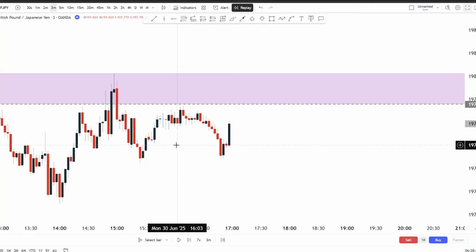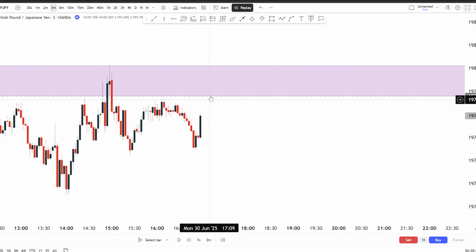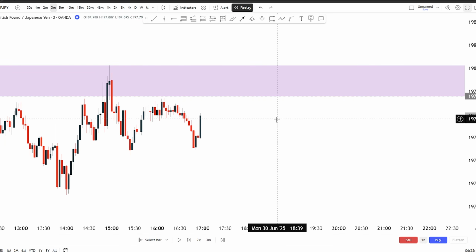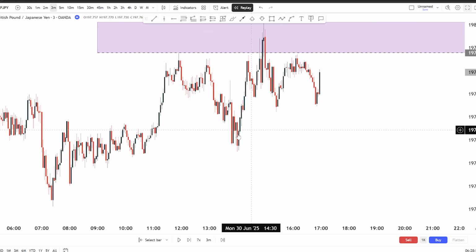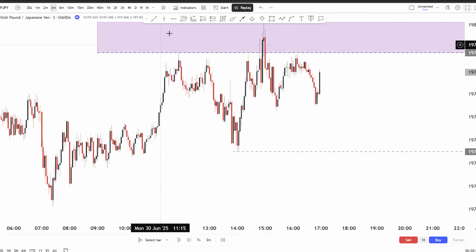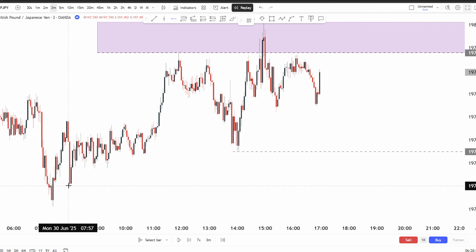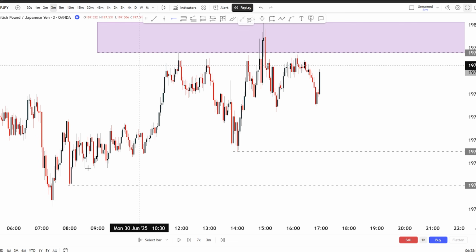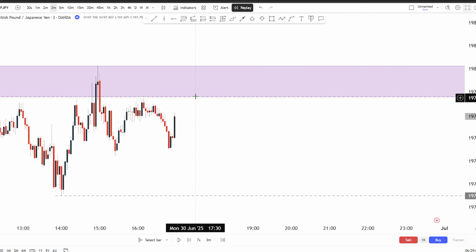From here, if price comes and touches this line, that means we'll be looking to go short. And then we can target around this low here, and even this low, or even this low here. So we will wait for price action to come to this area. Let's move forward with price action and clearly see how the market behaved.